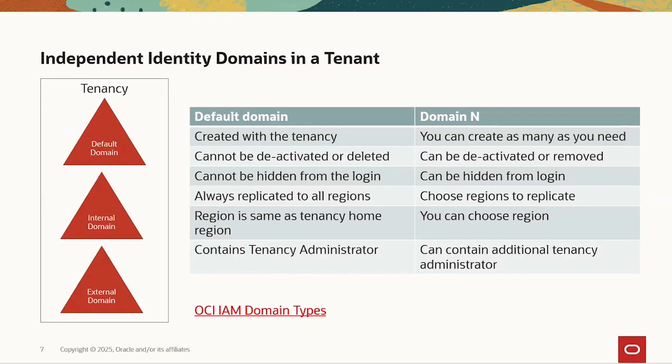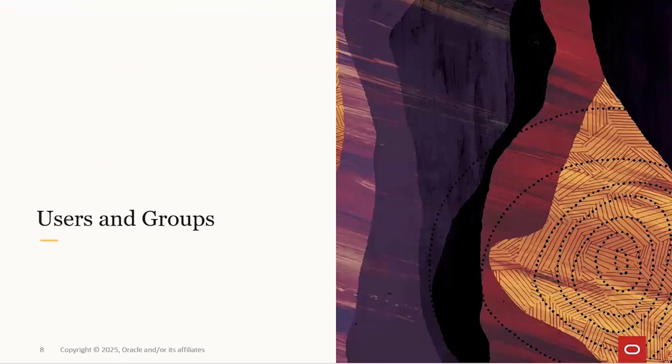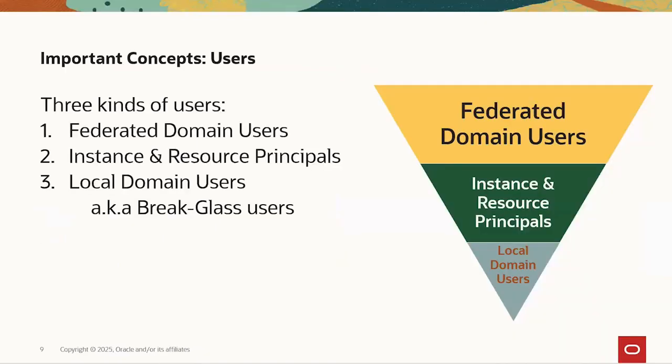With respect to replication, your default domain is automatically replicated. Your user population will be replicated to all the other subscribed regions. But for your secondary domain, you can choose which subscribed regions you would like to replicate your users to. Another building block of OCI IAM is users and groups. So let's talk about that in a minute. With respect to OCI, we have three different sets of users or user kinds.